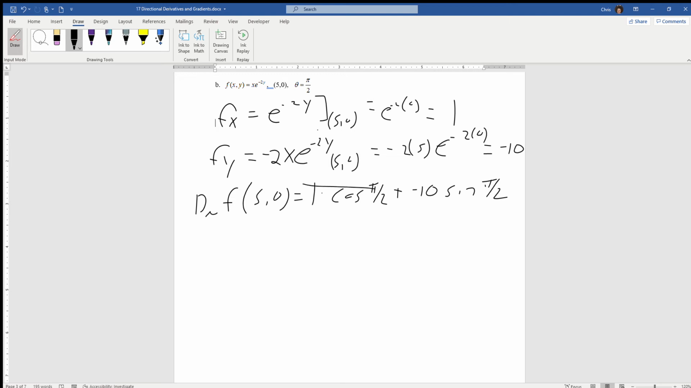We know cosine of pi halves is 0. We know that sine of pi halves is 1. And by using advanced numerical methods, negative 10 times 1 is negative 10. And remember what that represents. That represents the rate of change at the point (5, 0) in the direction of pi halves. So essentially what's happening is we're almost going straight down at that point. That makes sense because e to the minus 2y is probably getting really close to 0 at that point. The rate of change is going to be extremely small, or extremely downward at that point, because that e to the minus 10 is an extremely large value.